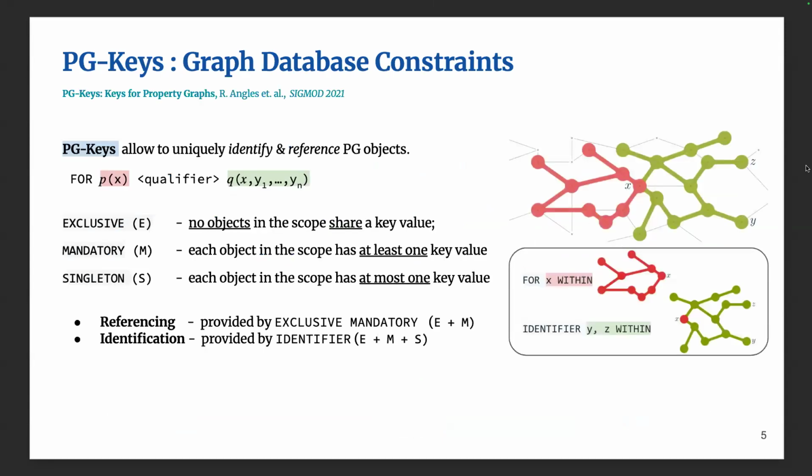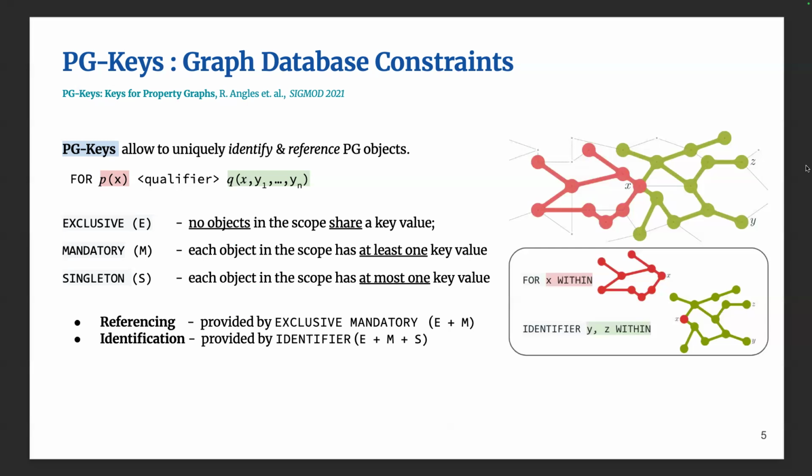And in particular, in recent years, we've also defined constraint languages on them. In particular, I was involved in the PG keys working group within the LDBC. And as a community, we proposed this language that allows to uniquely identify and reference property graph objects. These constraints have two components. So we have a scope in red that serves to basically define a unique single object that we want to constrain. And then we have the descriptor, the second part in green, that describes the key values.